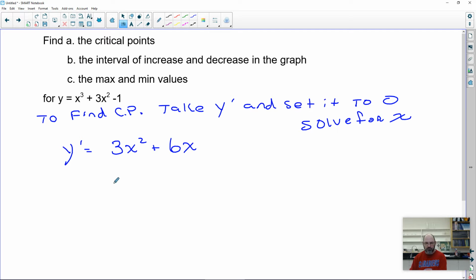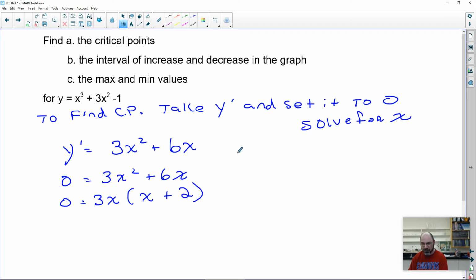Okay, there's our derivative, and then we set it to 0, and we solve for x. We have to use factoring. So a common factor of 3x can come out. So we got x plus 2. So that means, therefore, if we solve for x, 3x equals 0, or we could have x plus 2 equals 0. So that means x equals 0 or x equals negative 2. These are our critical points.